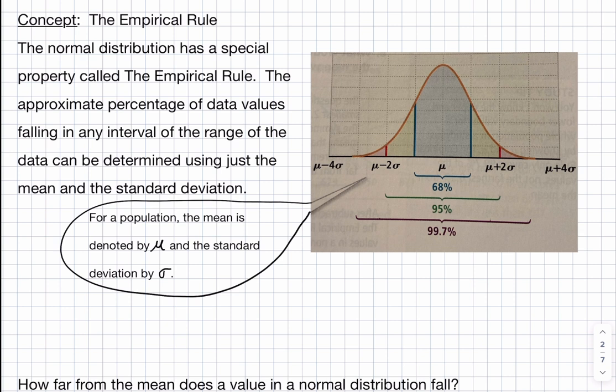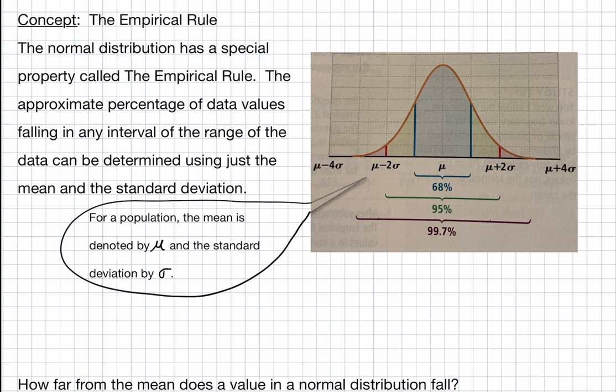So the concept that we're going to use in relation to the normal distribution is called the empirical rule. In a normal distribution, it has certain special properties, and basically what it's saying is that the approximate percentage of data values falling in any interval of the range of the data can be determined using just the mean and the standard deviation.